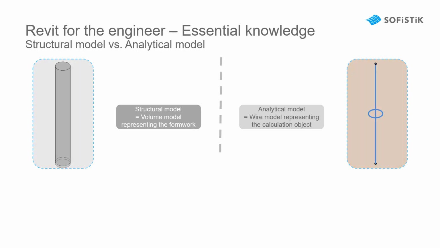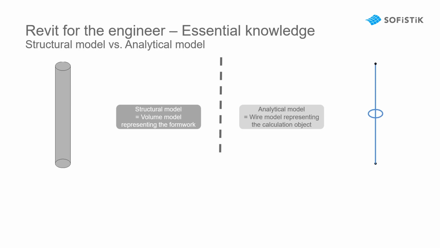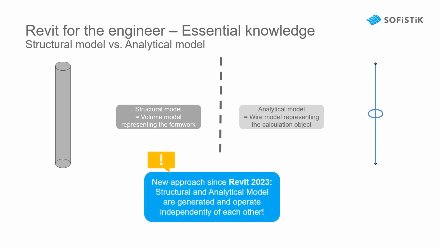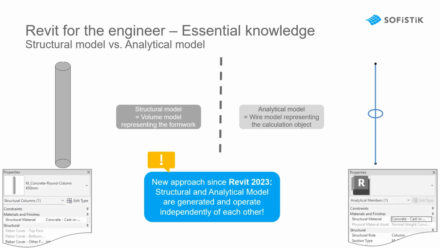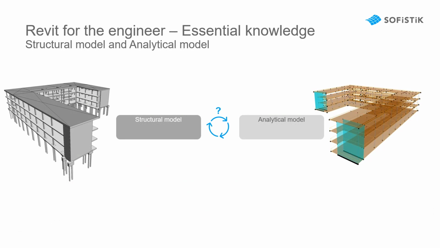With the introduction of Revit 2023, there has been an important change. These two models are created and behave completely independent from each other. They have their own geometry as well as their own Revit properties. This brings great flexibility and frees you from constraints. However, it raises a question. Do I have to laboriously model the structure twice manually? No, with just a few clicks, SOFiSTiK Analytical Model Generator takes over this step.